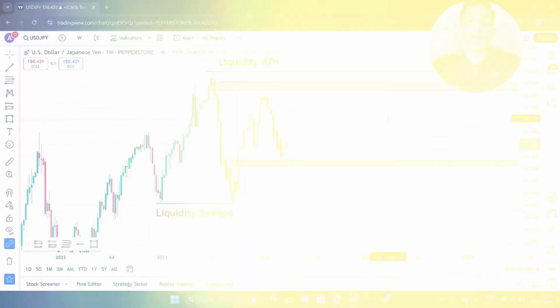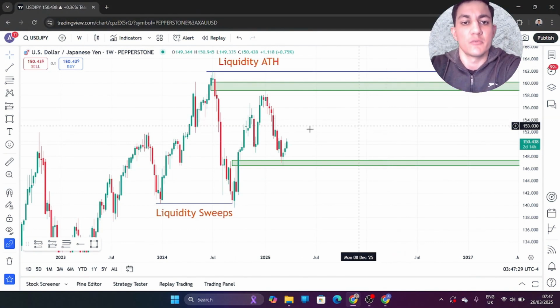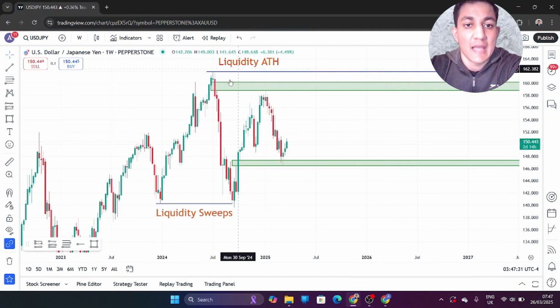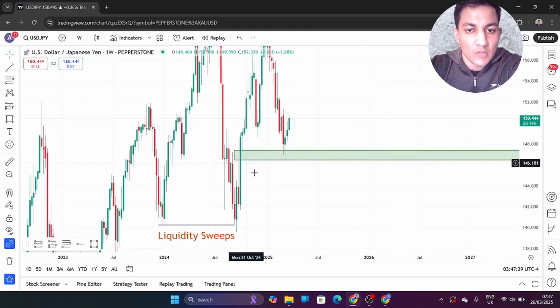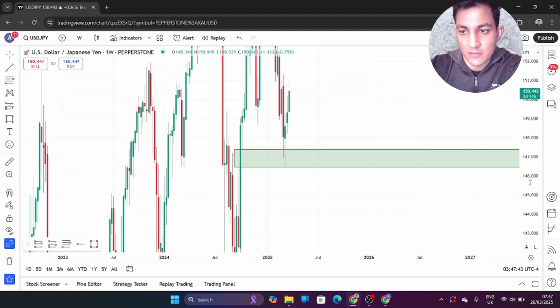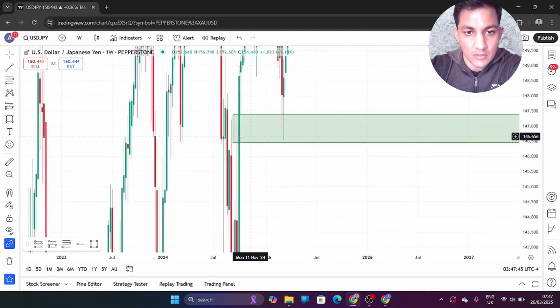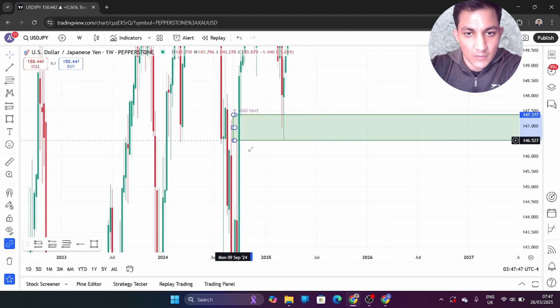Very, very important. Okay, so once you've got your liquidity, so we've looked at liquidity here and here, and then you've looked at your fair value gaps here and here, the next thing you want to do is start looking at order blocks. Now, on the weekly chart, we don't even hit this order block. Let me just make this very clear. We zoom all the way out like this. We just miss out on it. This is the fair value gap. We just miss out on the order block.